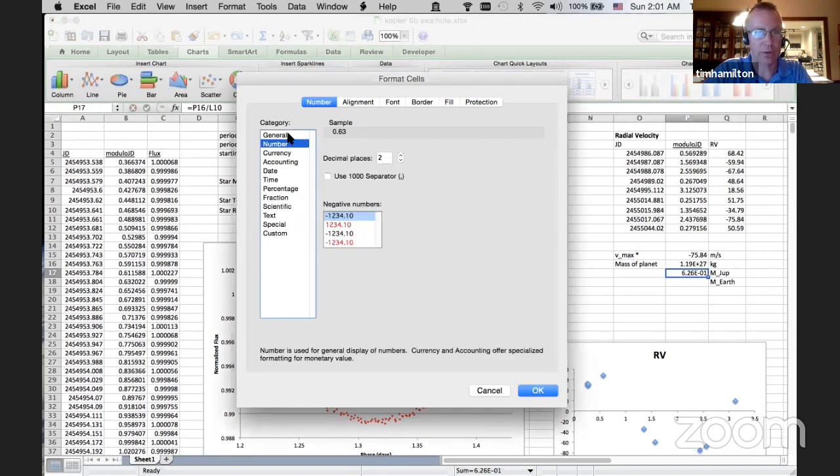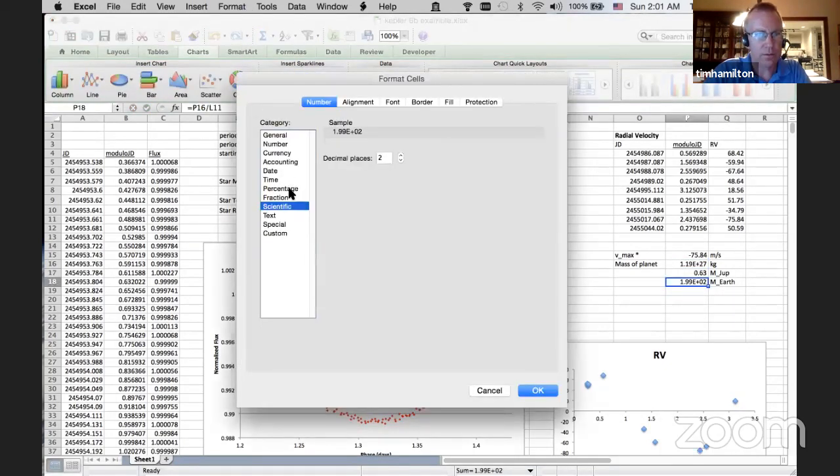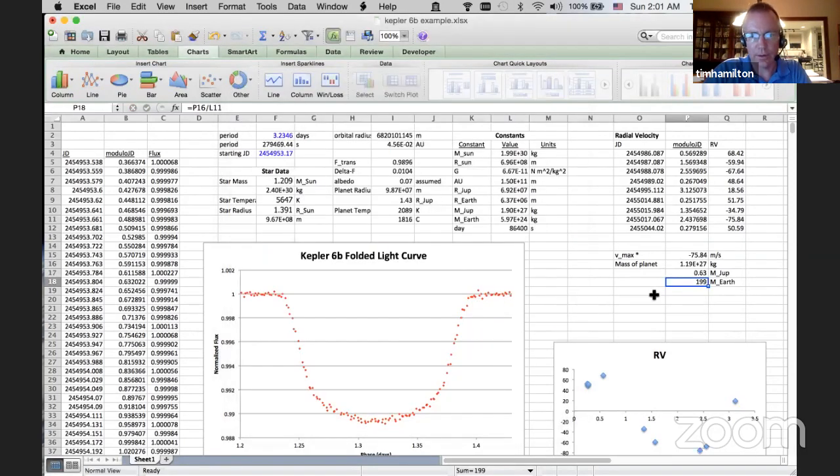Let me get it out of scientific notation. 63% the mass of Jupiter. Let's see what it is in terms of the mass of Earth. 5.97 times 10 to the 24th kilograms. It is 200 times the mass of Earth. That's a pretty good sized planet right there.